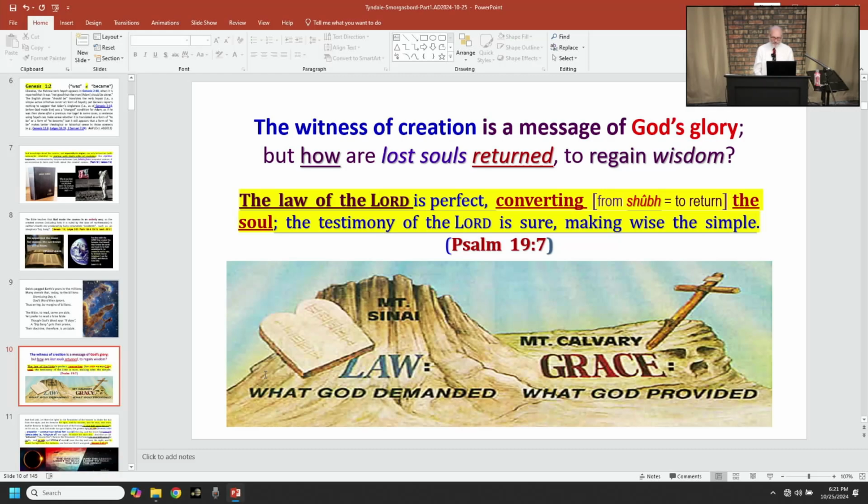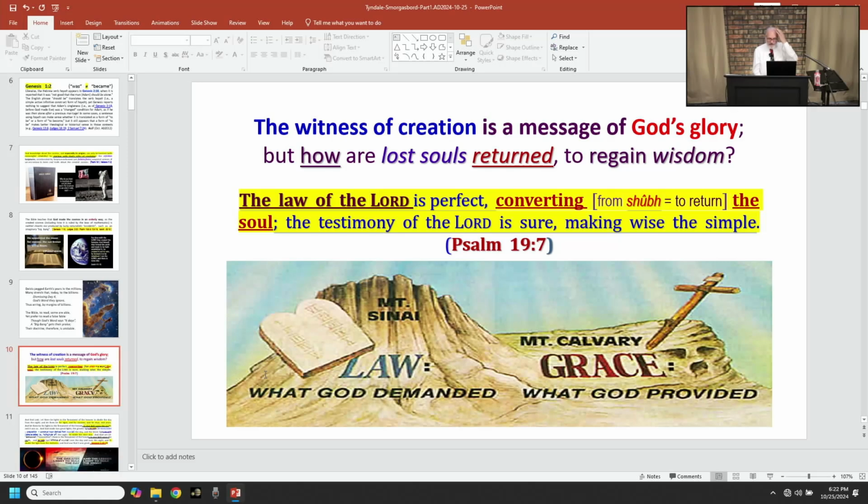So the second part of Psalm 19 says, the law of the Lord is perfect, converting, shuving, that is, causing to return the soul. So God made our souls to belong with him, but we've erred. Like sheep, we've gone astray. And what we need is to be redemptively brought back, restored, returned to the Lord. Our souls need to be returned to him. The testimony of the Lord is sure, making wise the simple.